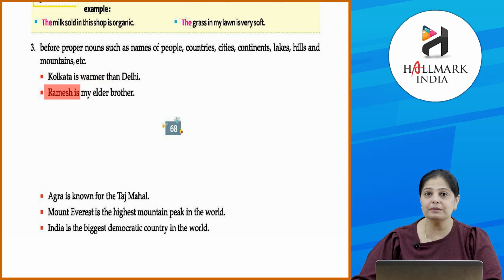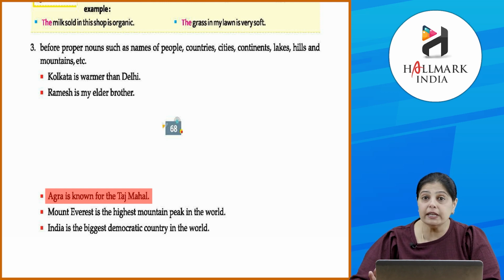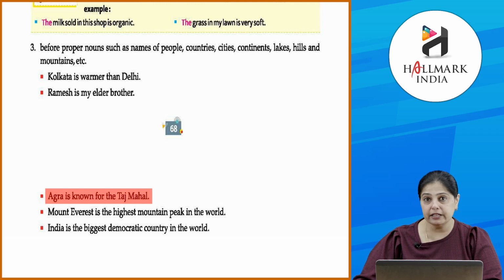Okay, Ramesh is my elder brother. So the Ramesh तो नहीं बोलते ना, noun है. So we just say Ramesh is my elder brother. Clear? So they are used before proper nouns. We need not use them before proper nouns. Clear? Agra is known for the Taj Mahal. Now यहाँ पे Taj Mahal के पहले use किया because it is a specific unique thing, the Taj Mahal. Okay? And Agra के पहले नहीं use किया है. Okay? You don't need to use it.